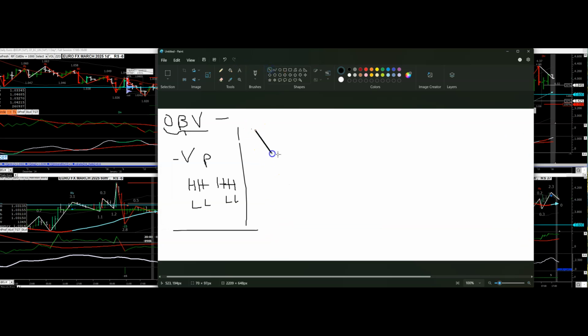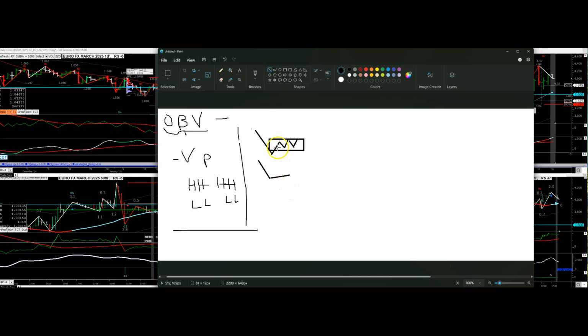As price does this, what's going on here is redistribution. What OBV does, because it adds the green bars with the red bars and gets a net sum of volume, is it sums up the volume here, and it will look like this.